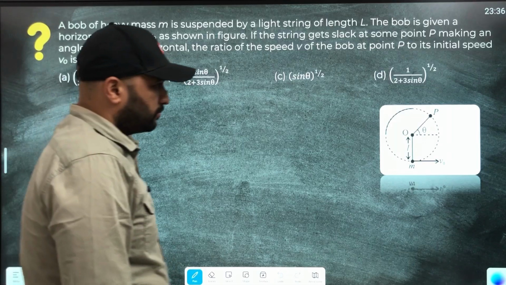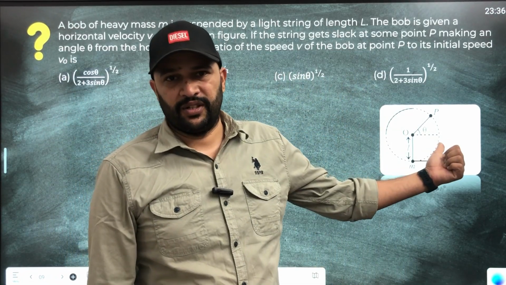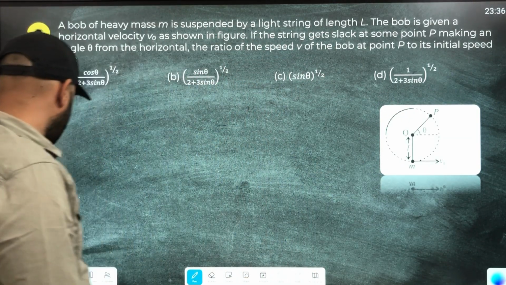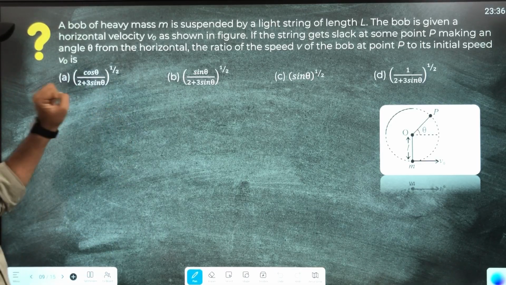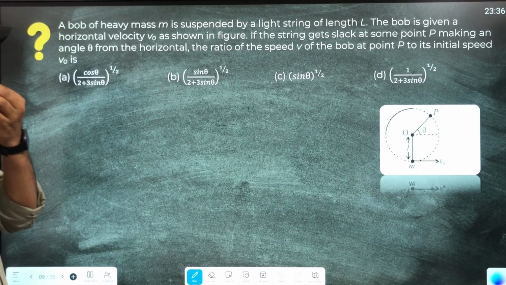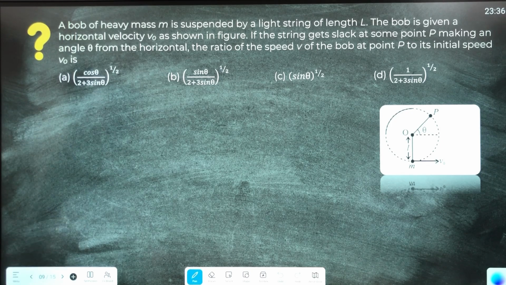Okay. Our next question is very, very interesting, from vertical circular motion. So you have to focus on this particular problem very, very carefully. Clear? I'll remove a few things from the board once I figure out a few important concepts, and then I will solve it. Okay. So just focus on the board very carefully. Okay. Let's start with our discussion.